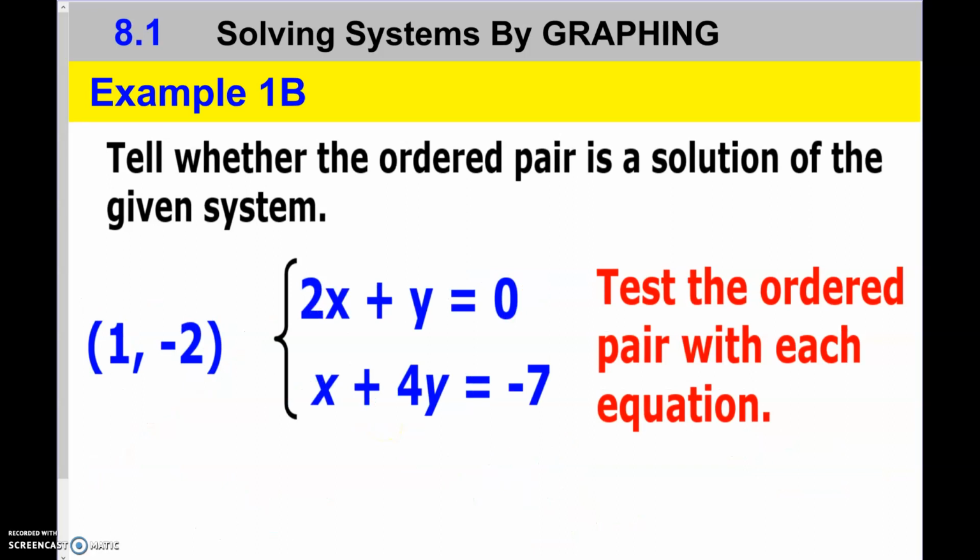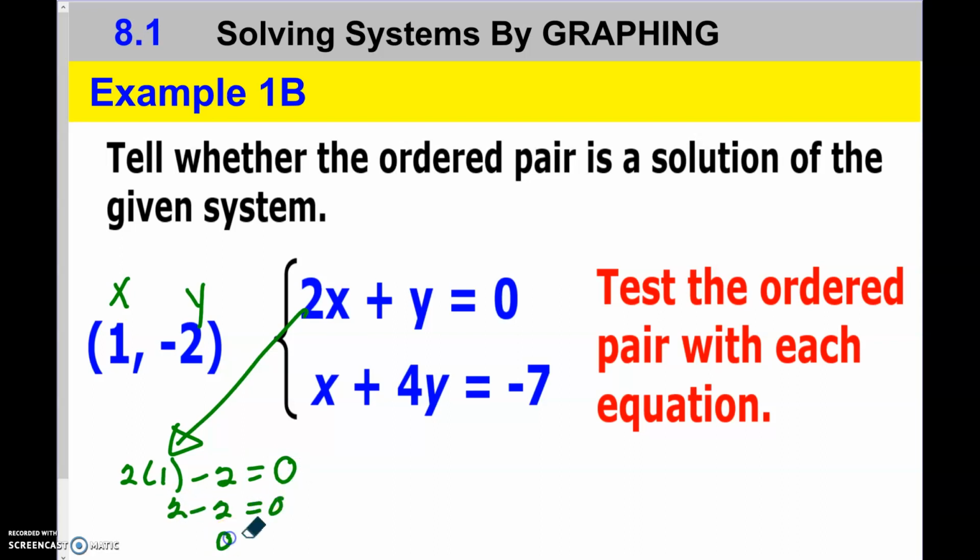All right, let's try another one. For this one, they want to know, is this a solution? 1, negative 2. So in this first one right here, 2 times 1, in place of y, I'm putting a negative 2, and does that equal 0? So 2 minus 2. So we end up with 0 equals 0. So yes, this point 1, negative 2 is on this line.